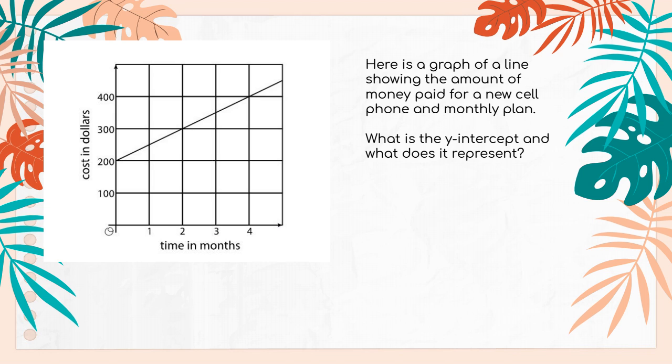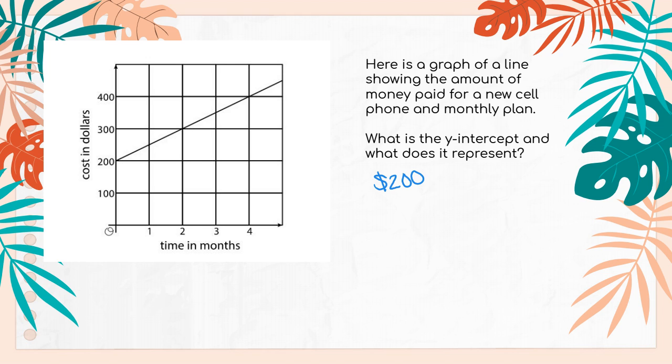So here's the graph of a line showing the amount of money paid for a new cell phone and monthly plan. What is the y-intercept and what does it represent? First of all, tell me what the y-intercept is. Yes. So the y-intercept is $200. And what does it represent?